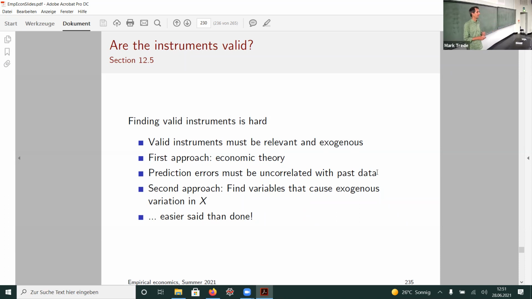So you already have implemented the predictive power of the past data in your prediction, and therefore there's no more predictive power of past data. Okay? So prediction errors should be uncorrelated with past data. Prediction errors, that's the important part here. Of course, the predictions are correlated with the past data, but the prediction error should not be. Okay?